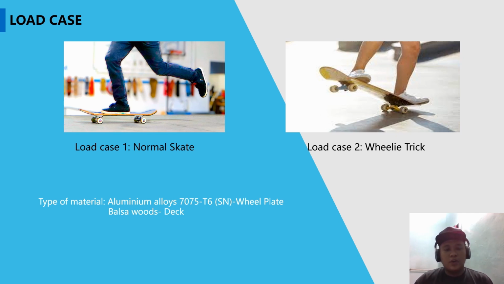So let's focus on normal skate. Normal skate is where one foot of the skater is on the skateboard, while the other foot is hanging in the air. So the weight of the skater is located at the center of the skateboard. In this analysis, we are going to find how this load can give impact to the skateboard structure.